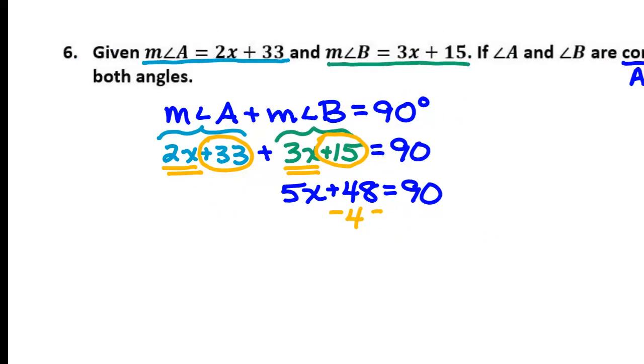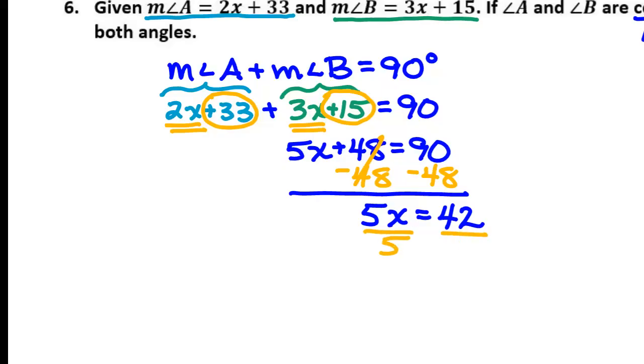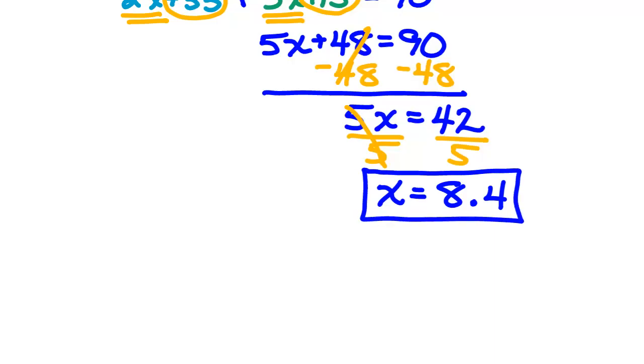Then we subtract 48 from both sides. What is 90 minus 48? 42. Then we divide both sides by 5. Are we going to get a whole number here? No, that's okay. That does not mean that we made a mistake. What is 42 divided by 5? 8.4. Beautifully done. All right. Did the question ask us to find x, though?